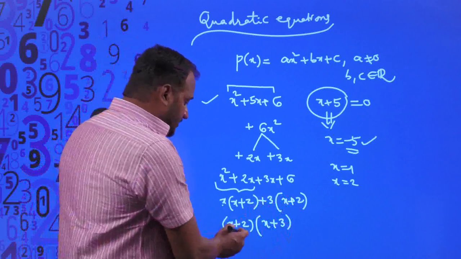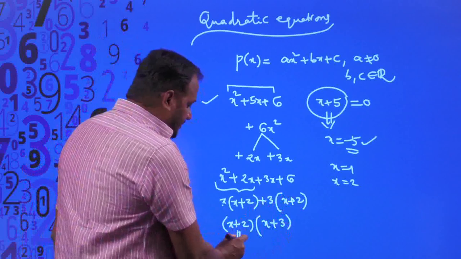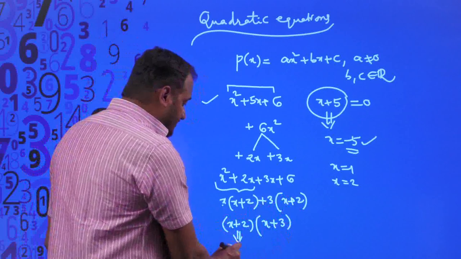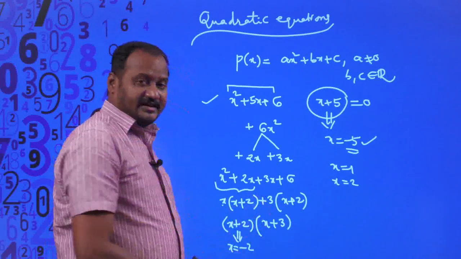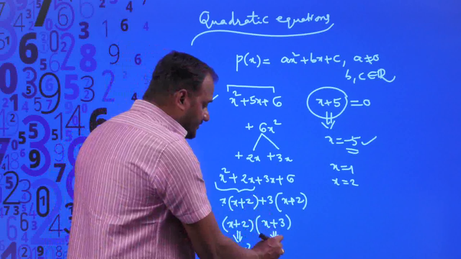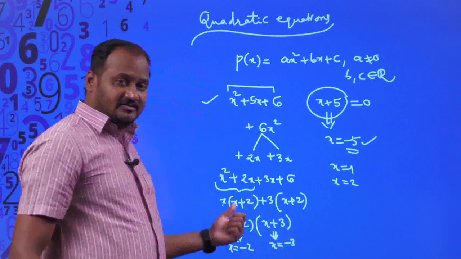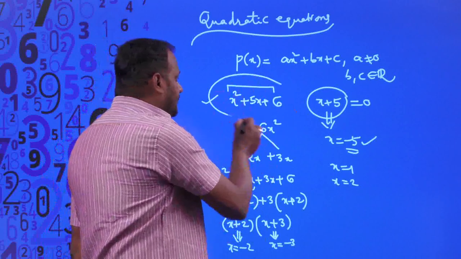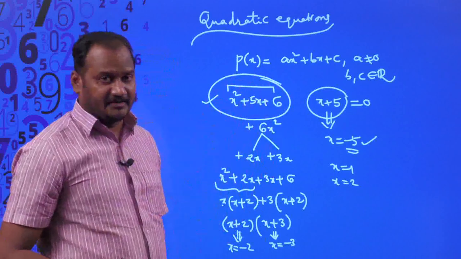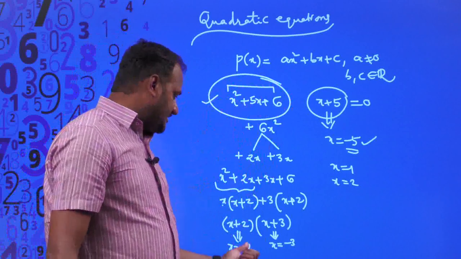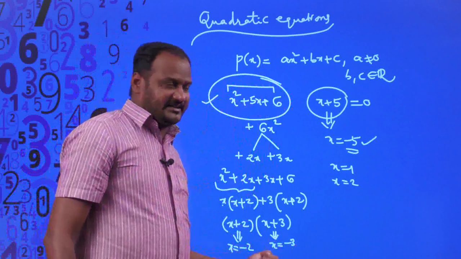So if you observe this first term x plus 2 is going to be 0 when x is equal to minus 2, as well as x plus 3 is equal to 0 when x is going to be minus 3. So for x is equal to minus 2 as well as for x equal to minus 3, this entire polynomial will become 0. Therefore, the zeros of this second degree polynomial are minus 2 and minus 3.